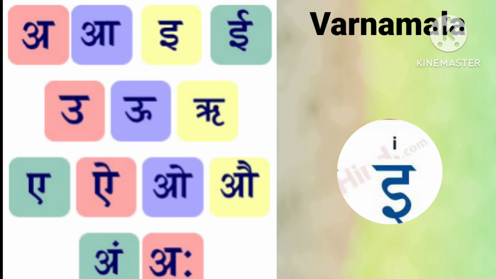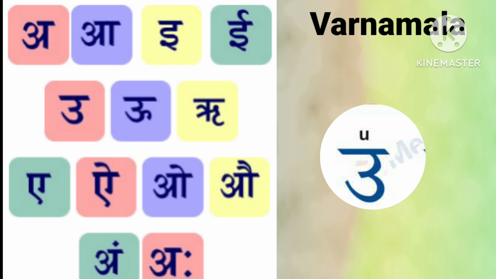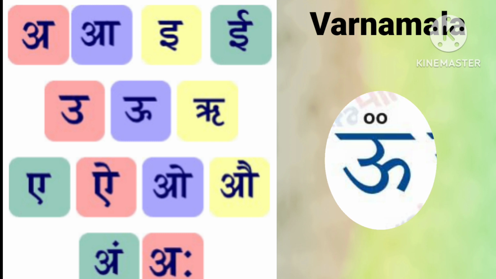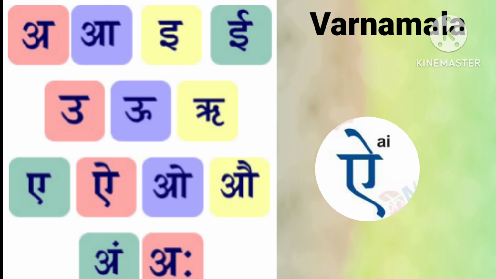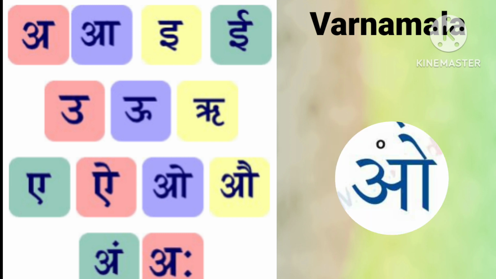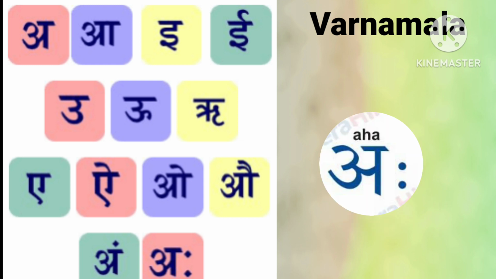A, I, E, U, Ru or Re, E, I, O, Au. Now let's see how to write them.